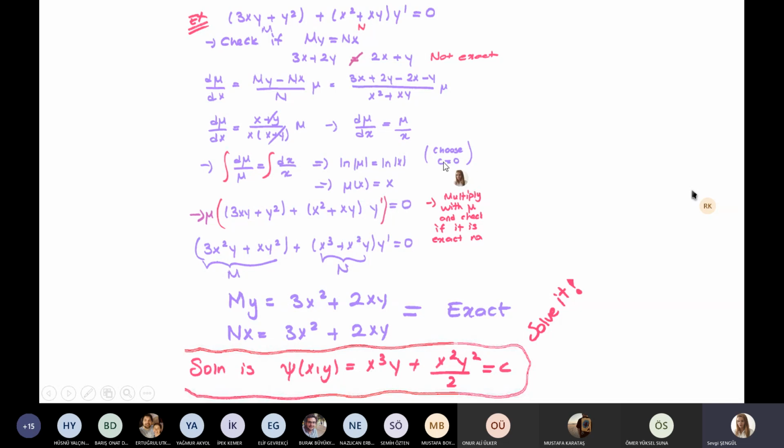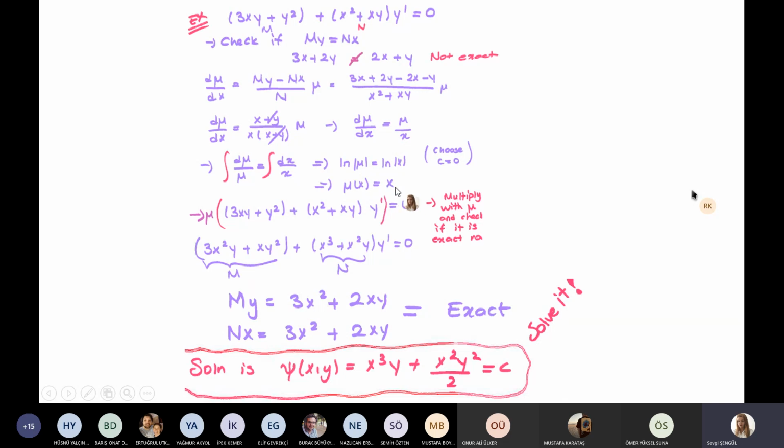We are not using C here because we will combine the C's at the end. So choose C zero for the integrating factor. So we found the integrating factor x. So what are we waiting for? Once we multiply my function with that, it has to turn my function into an exact one because it was not exact. So let's multiply our function with x.